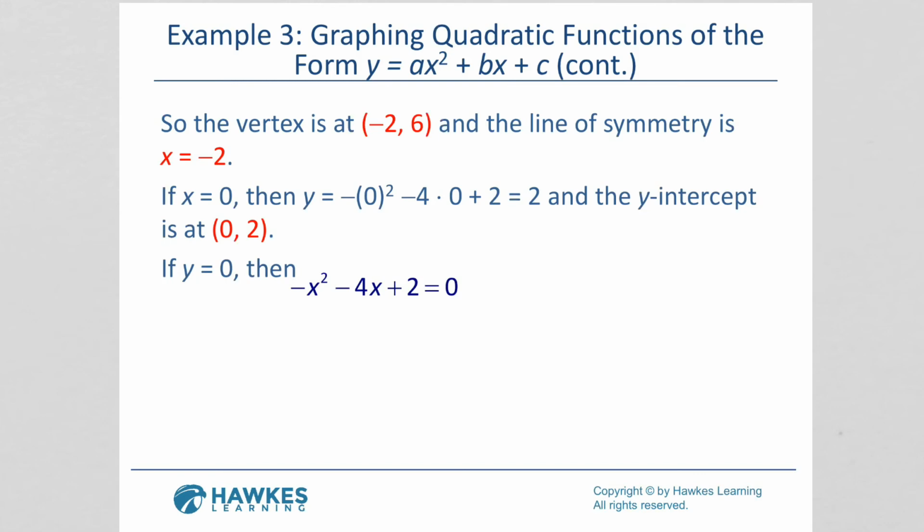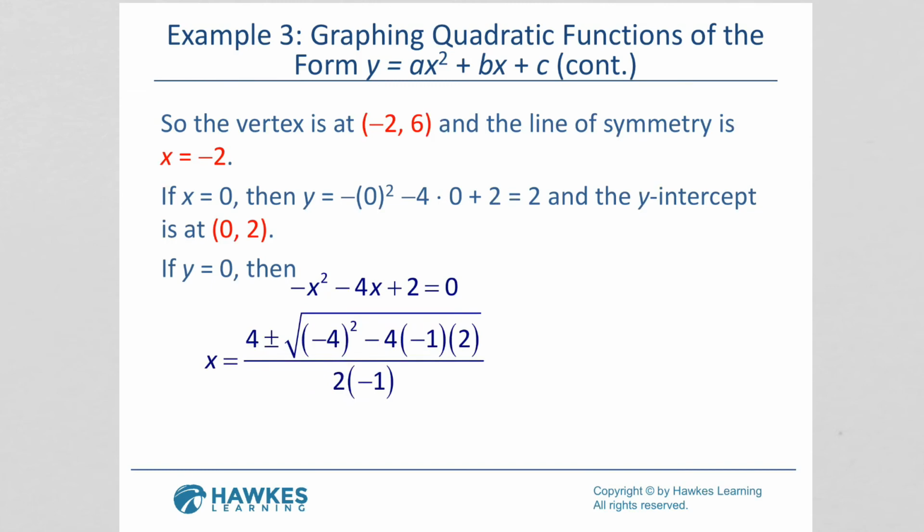If we plug y equal to 0 in, then we can figure out what our x-intercepts are. So we have negative x squared minus 4x plus 2 equals 0. Using the quadratic formula, x equals 4 plus or minus the square root of negative 4 squared minus 4 times negative 1 times 2, all over 2 times negative 1, which equals 4 plus or minus the square root of 24 over negative 2, which is equal to 4 plus or minus 2 square root of 6 over negative 2, which is equal to negative 2 plus or minus the square root of 6.